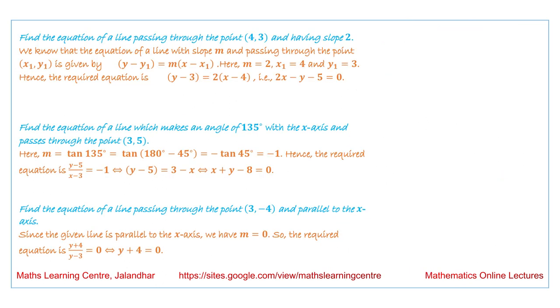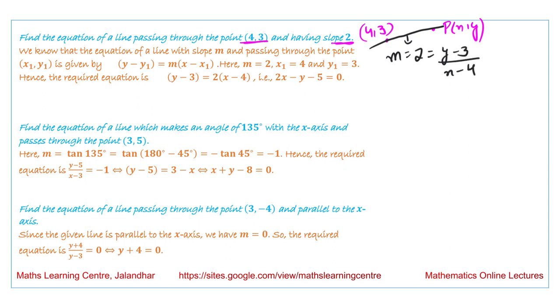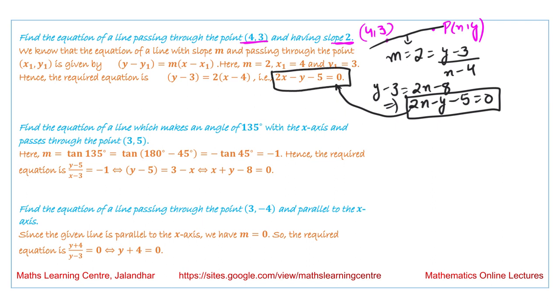Next is, find the equation of the line passing through the point 4 comma 3 and having the slope 2. So suppose this is the point 4 comma 3. There is another point on this line, P x comma y, and the slope of this line m is equal to 2, and that value is equal to y minus 3 over x minus 4. So when we solve this, we get y minus 3 is equal to 2x minus 8. So this implies 2x minus y minus 5 is equal to 0. So this is the equation of the line which is passing through the point 4 comma 3 and whose slope is m equal to 2.